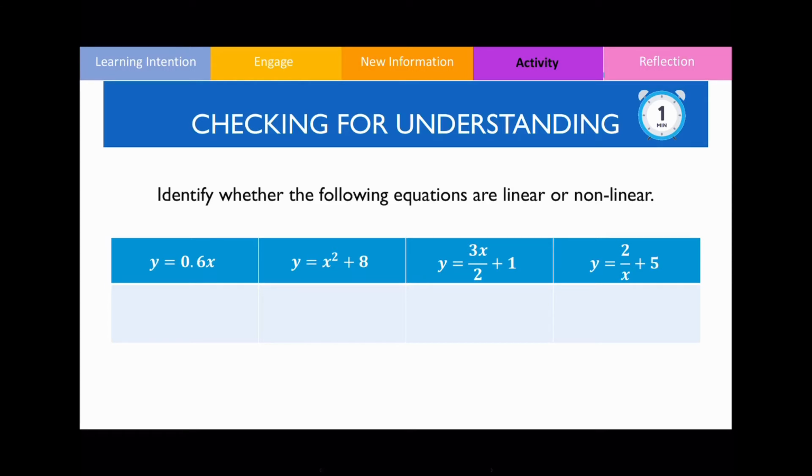For the very first equation, guys, you should be able to recognize that this is a linear equation since the highest power for each of the variables, so for each of the letters, is 1. This is the same thing as saying y to the power 1 and x to the power 1.